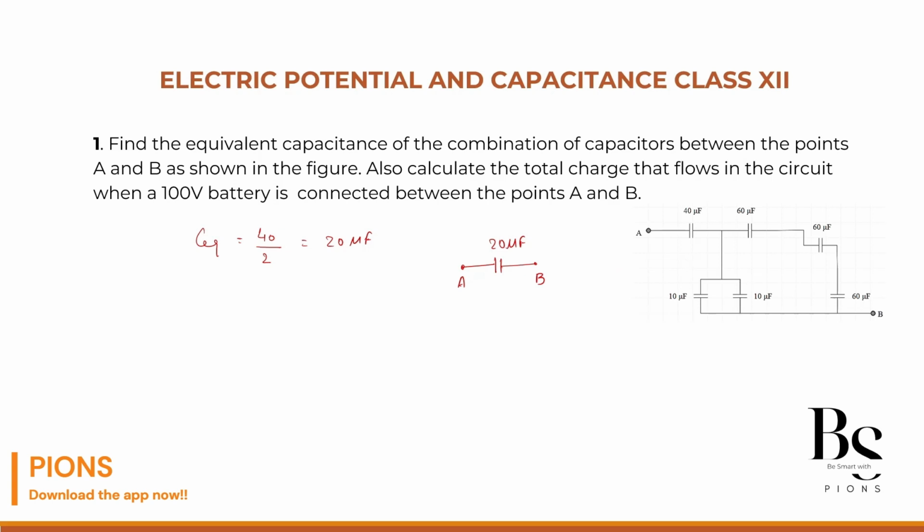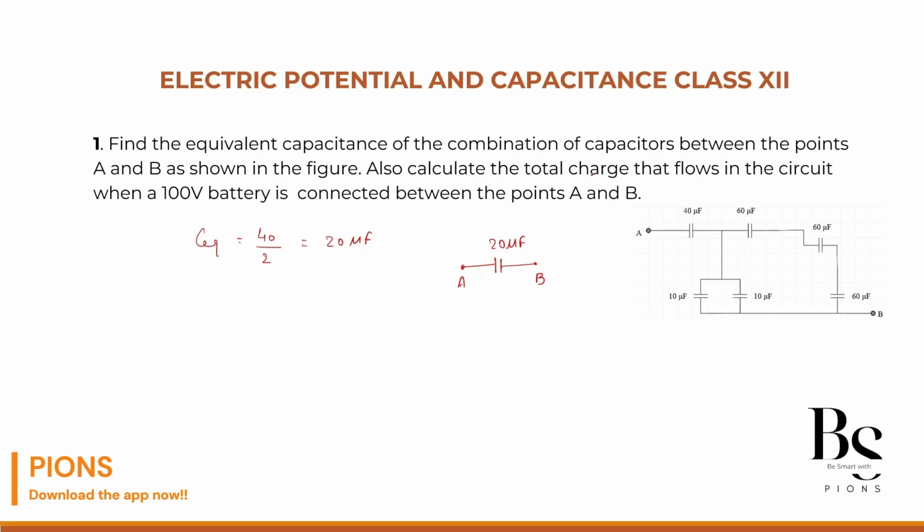Sir, what is equivalent? Same. They both are same. So this whole circuit is giving 20 microfarad capacitance, and so is this single capacitor. So either you join a single capacitor with 20 microfarad capacity, or you join so many different capacitors in this particular fashion. Clear? So this is the A and B capacitance. Now let's read the question once again. Find the equivalent capacitance of the combination. We found it as 20 microfarad. Now also calculate the total charge that flows through the circuit.